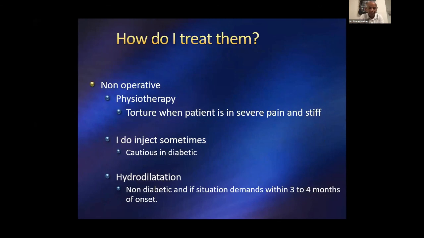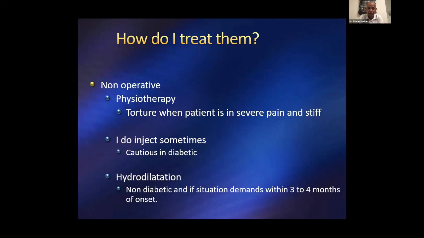So non-operative physiotherapy is something that I am not in favor of, especially in the first stage. Patients are in acute, severe pain, and they're going to go into more pain and more stiffness. And I find it extremely torturous for the patients. They always come back and tell me physio made it worse, it's not getting better. I've had 30 sessions of physiotherapy, it didn't help. I just can't understand how you can stretch somebody who has so much contracture without putting them through pain. That's my opinion. I don't approve of it in the initial stages.